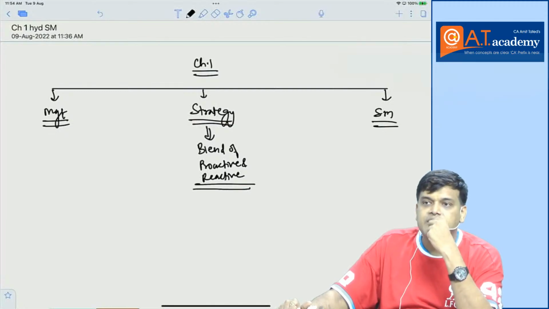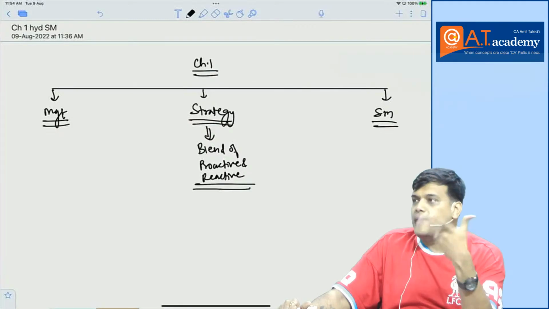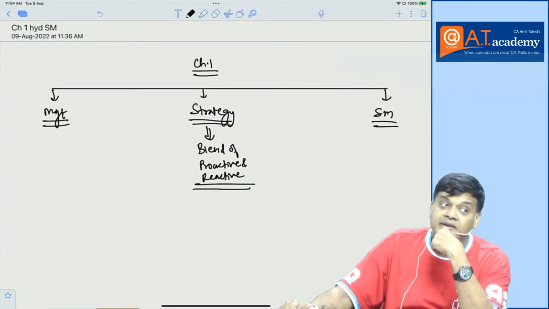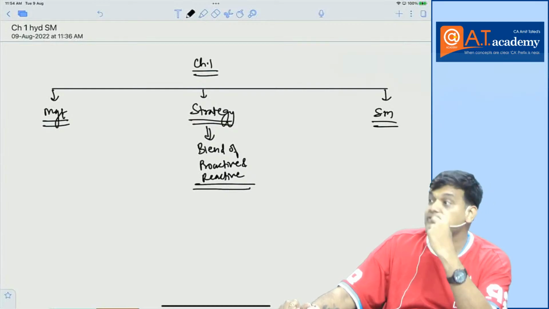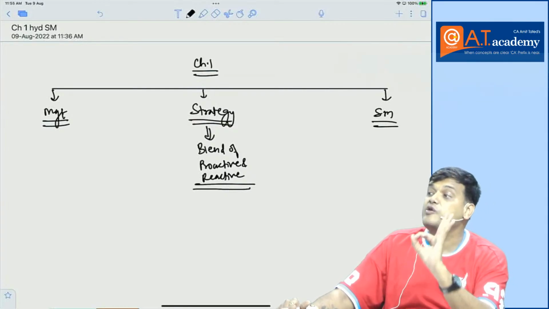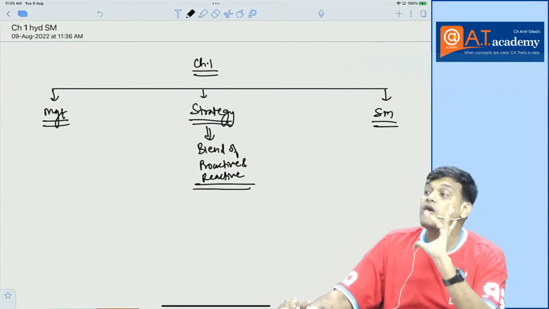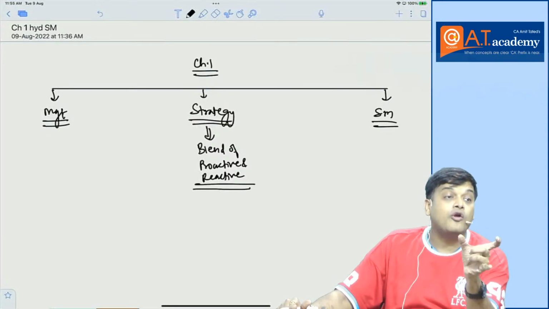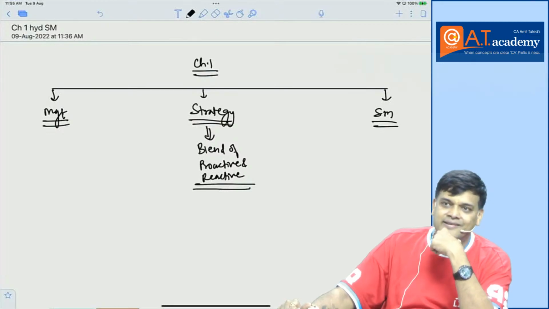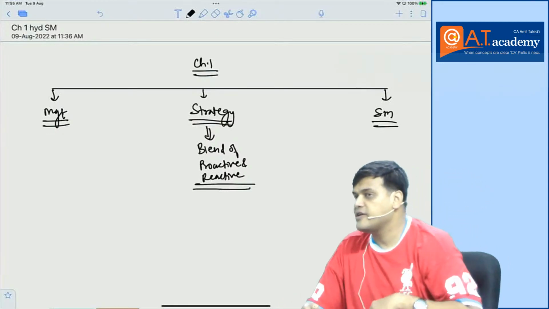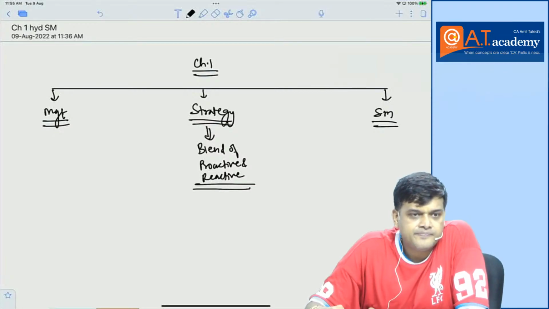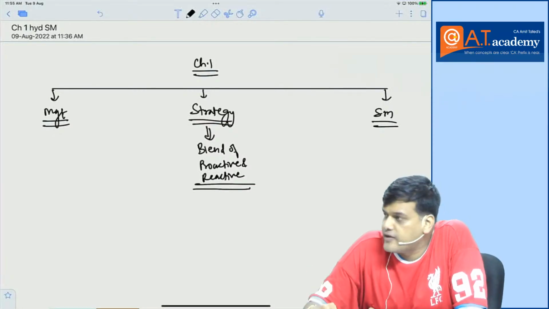If I have a good strategy, do I require management also? Because to implement a strategy, we require management. So make sure of one more statement: strategy is not a substitute for effective management. Sir, explain how strategy is not a substitute for effective management.